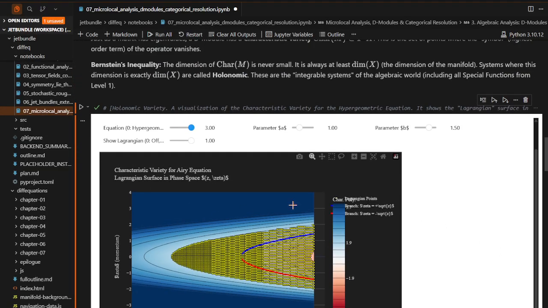Fun. And this is the Airy equation. As you can see, all of the branches are well defined. It's perfect.